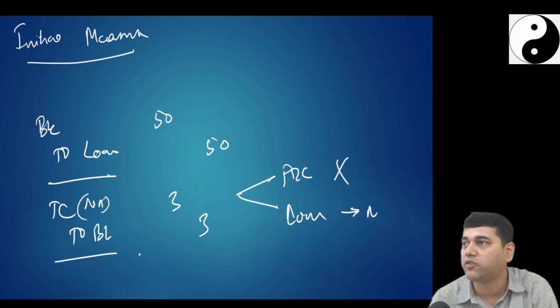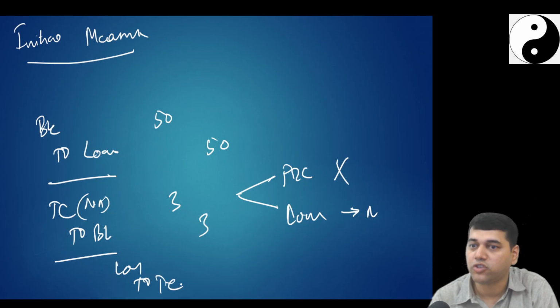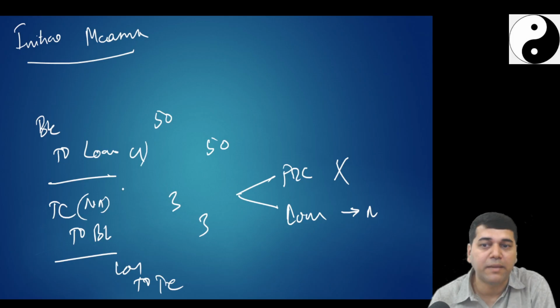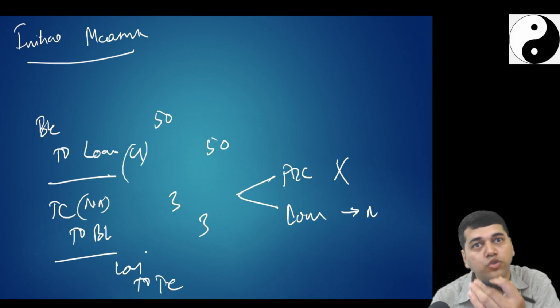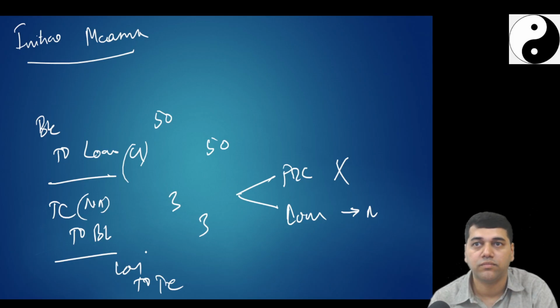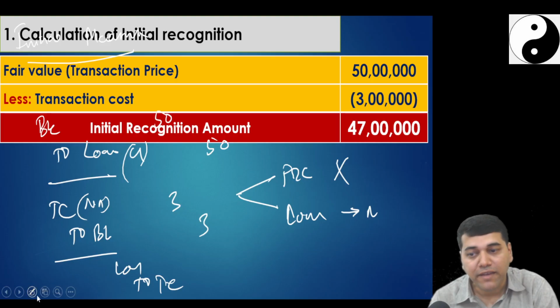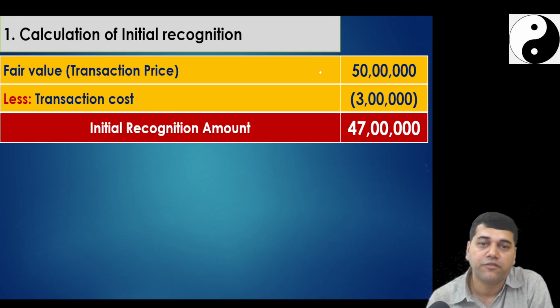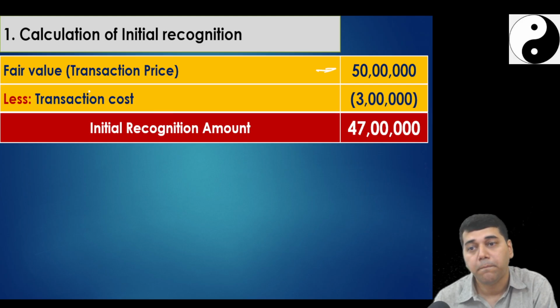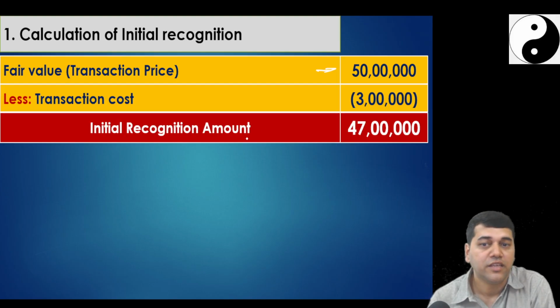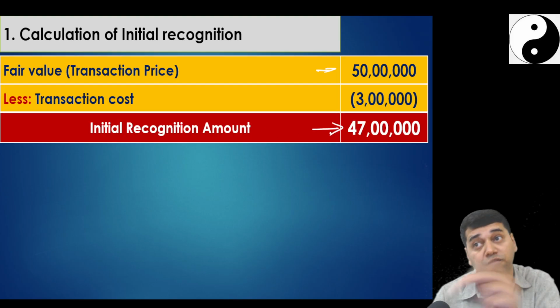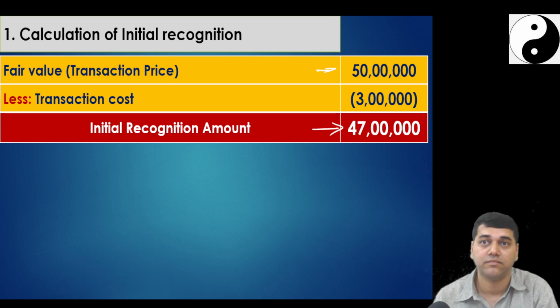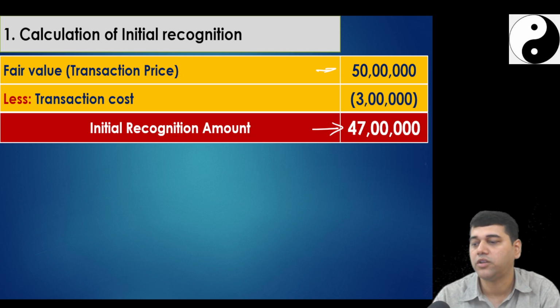What accounting entry do you pass for the loan account? Loan account debit to transaction cost. That means literally, loan is a credit balance. By debiting it, you deducted it from the balance of the loan. That's why, fair value of the loan, calculate the initial recognition. Fair value of the loan 50 lakhs minus transaction cost 3 lakhs gives you the initial recognition of the financial liability. No doubt, no doubt. You will pass the entry.